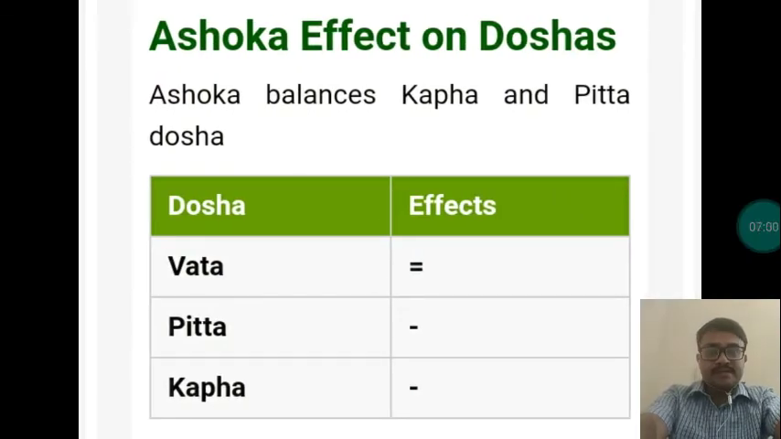Now Ashoka effect and doses. Ashoka balances kapha and pitta dosha.